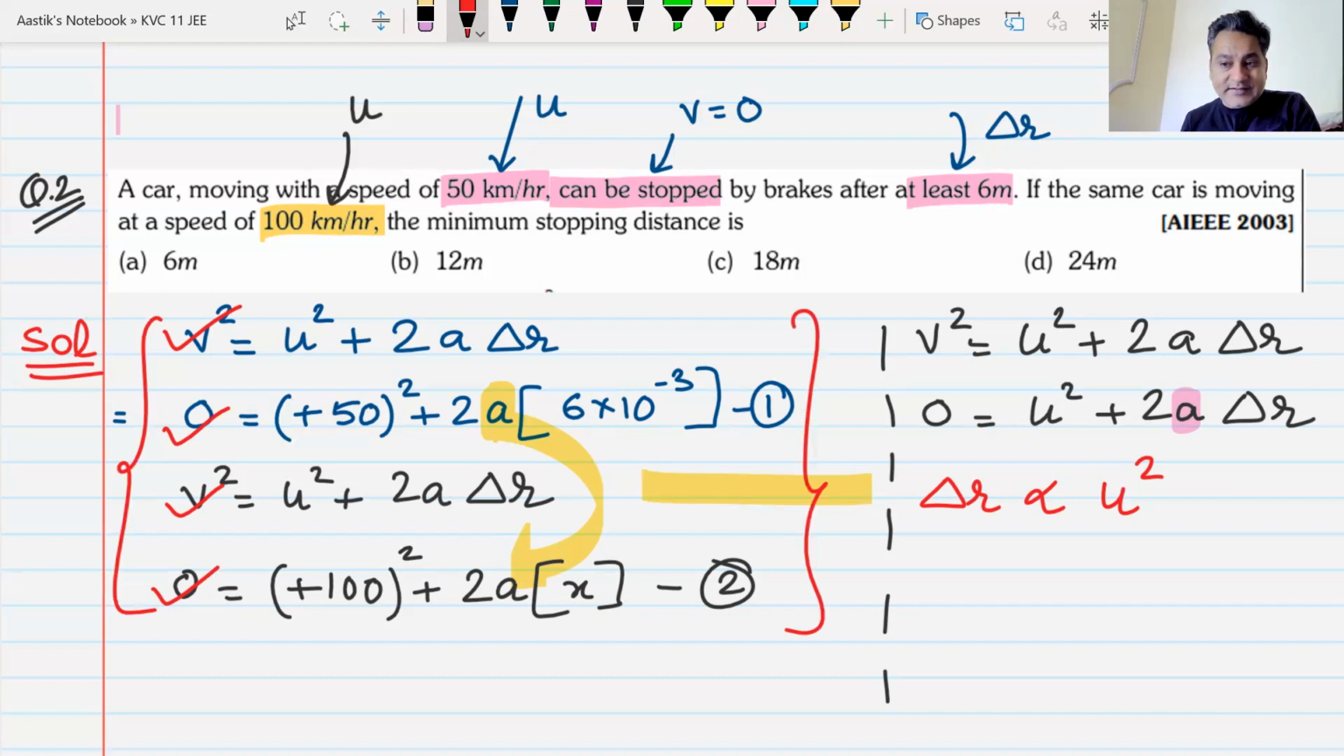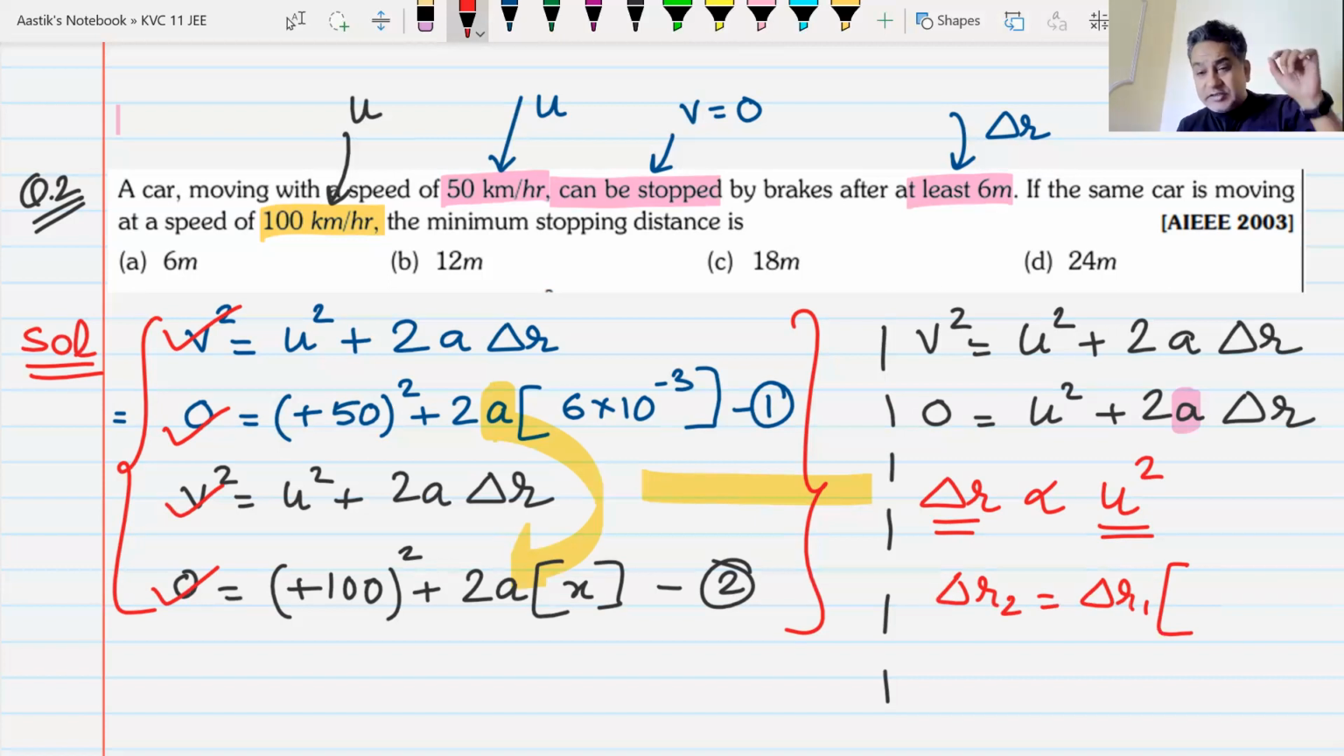But here, if you look on the right hand side, if you understood that displacement is proportional to u square, then you can write displacement in case number 2 will be equal to displacement in case number 1 multiplied by how much the velocity has changed. Displacement is proportional to u square, so this will be u2 by u1, whole square.